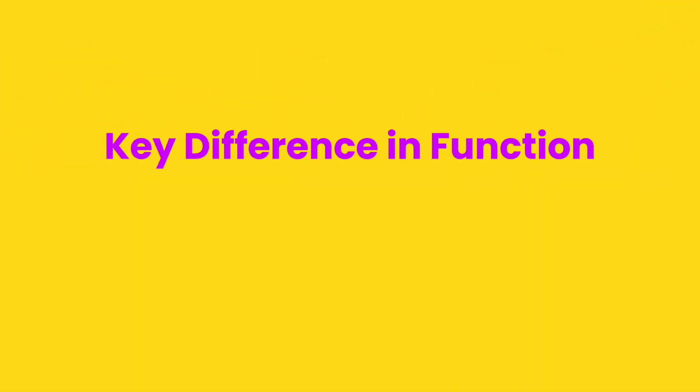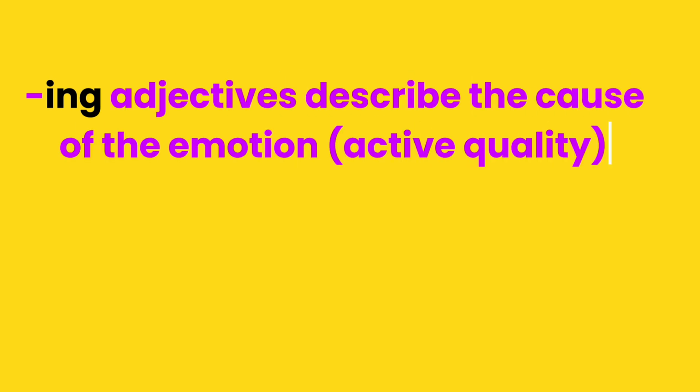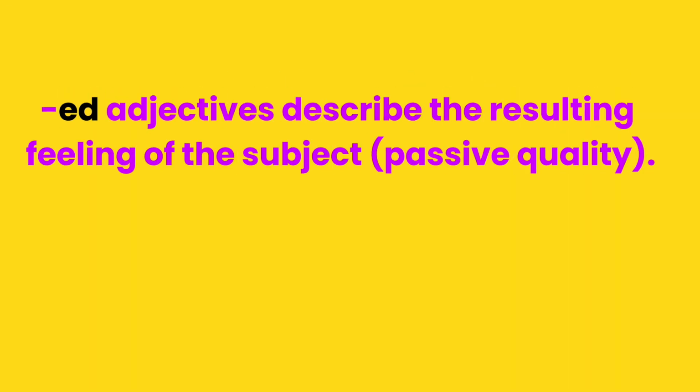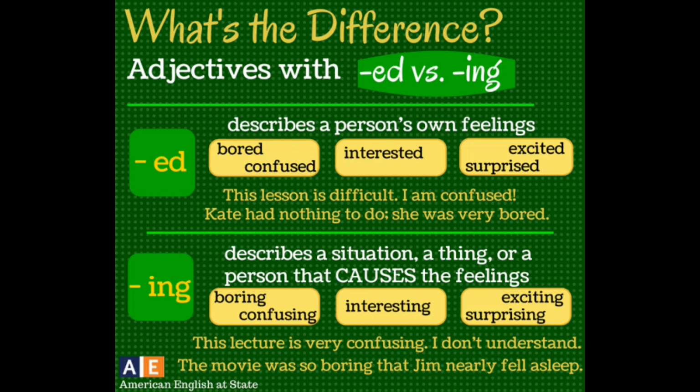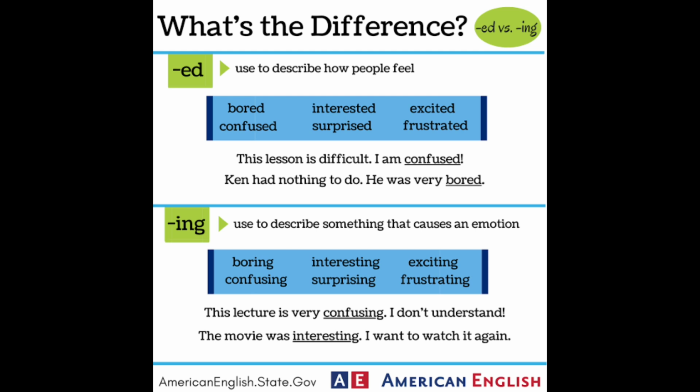Key difference in function. -ing adjectives describe the cause of the emotion, active quality. -ed adjectives describe the resulting feeling of the subject, passive quality. -ing adjectives describe the cause of the emotion or reaction, e.g., the book is interesting, the hike is exhausting. -ed adjectives describe the resulting feeling in the person experiencing it, e.g., I am interested, she is exhausted.